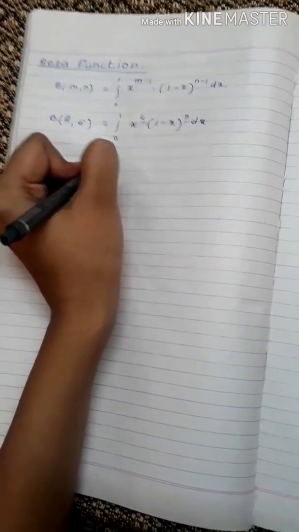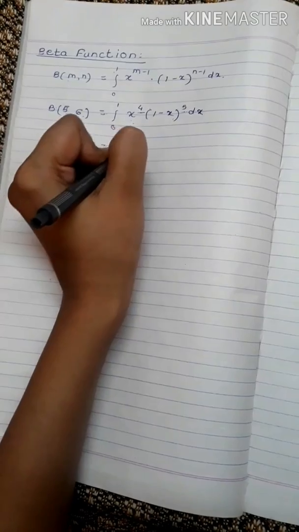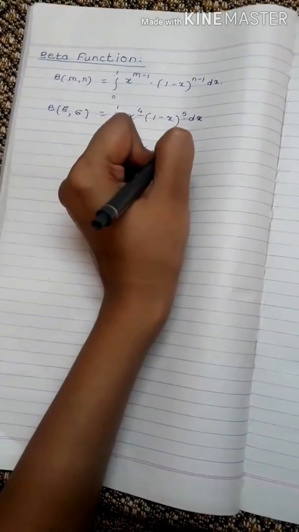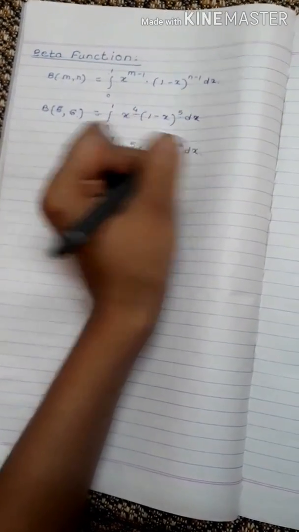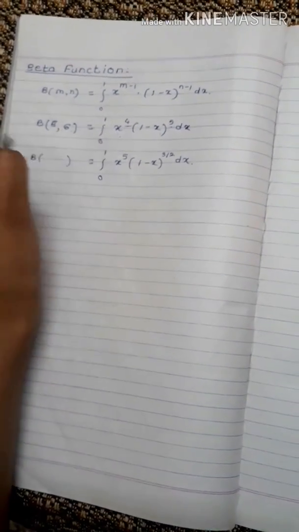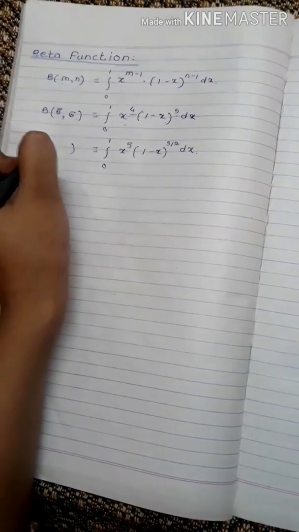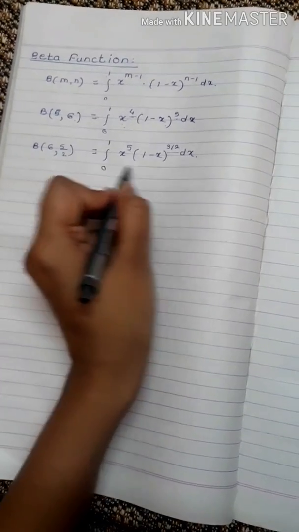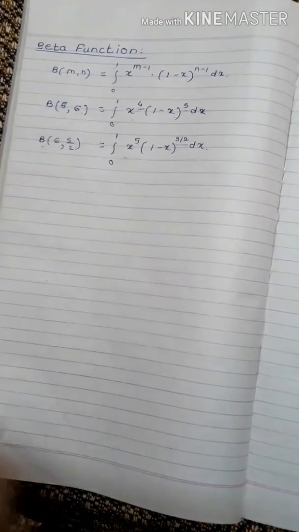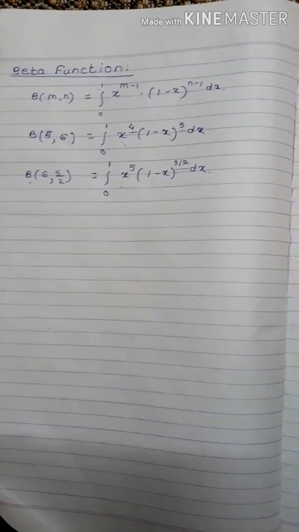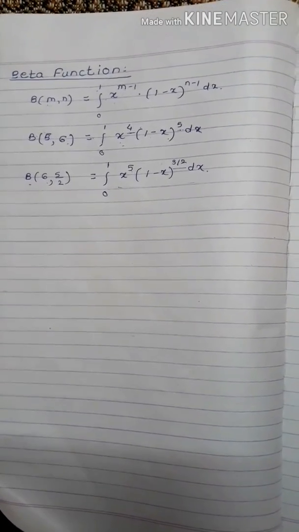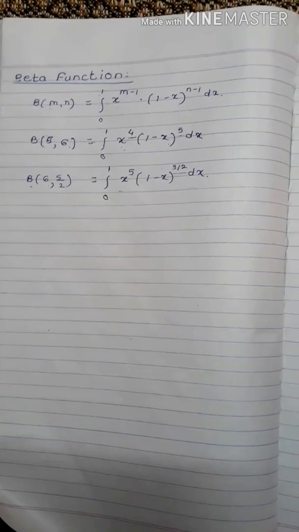Similarly, say I have given the integral from 0 to 1 of x to the power, say, 5 and 1 minus x to the power 3 by 2. So what is its value? Add 1 to this, it is 6, and add 1 to this, it is 5 by 2. So this integral is nothing but beta of 6 comma 5 by 2. So note that m and n both may be fractions, maybe only integers, but we are not considering negative numbers here.